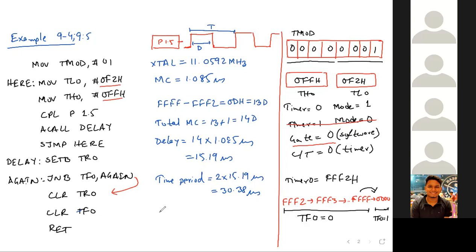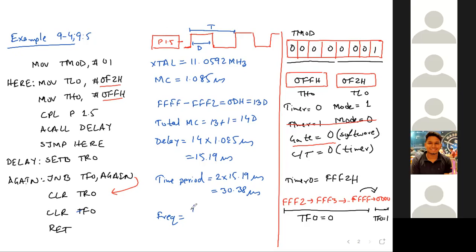All right, so the last question. What is the frequency of the signal that you generated on port 1.5? How do you find the frequency that is generated on this particular pin? It is 1 divided by time period, right, 1 by time period. So 1 by 30.38 microsecond. Whatever you get, that is the answer.